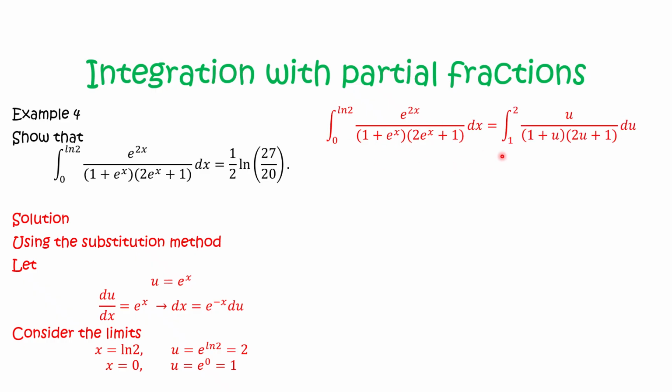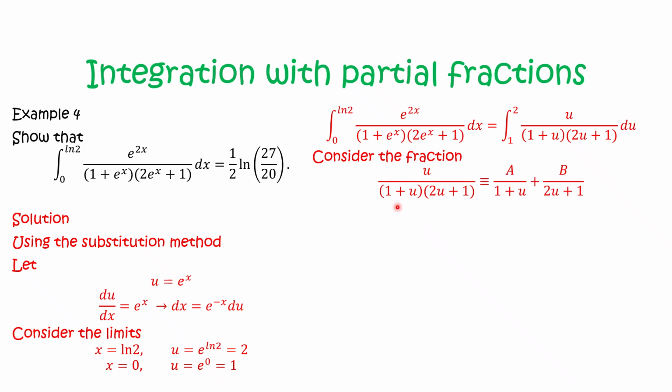Now, substituting into our original question, we are going to have the integral from 1 to 2 of u divided by (1 plus u) times (2u plus 1) du. Now, we consider the fraction inside the integral, that is u over (1 plus u)(2u plus 1). This is equivalent to capital A divided by (1 plus u) plus B divided by (2u plus 1). We are decomposing this because it would simplify our integration.